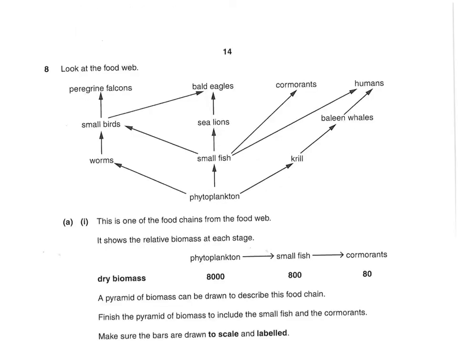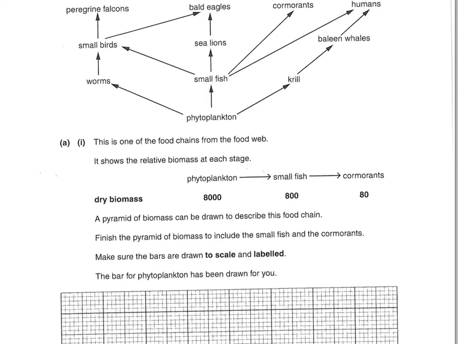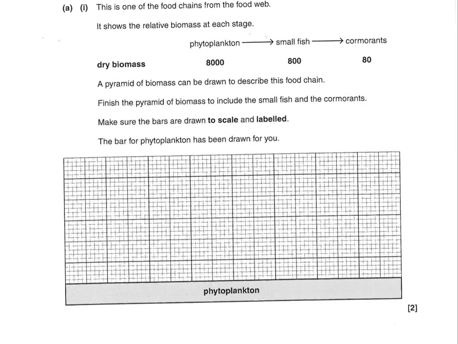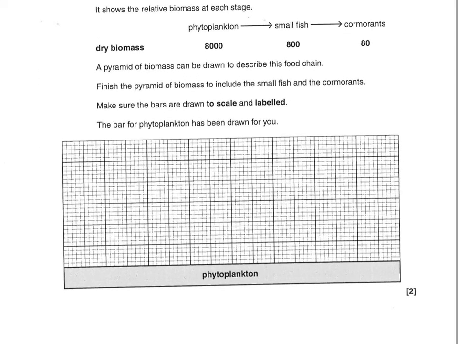Next on to a food web, there it is. This is one of the food chains from the food web. A pyramid of biomass can be drawn to describe this food chain. Finish the pyramid of biomass to include the small fish and the cormorants. Make sure the bars are drawn to scale and labelled, and phytoplankton has been done for you. So you've got to do small fish and the cormorants. So that's these two here.